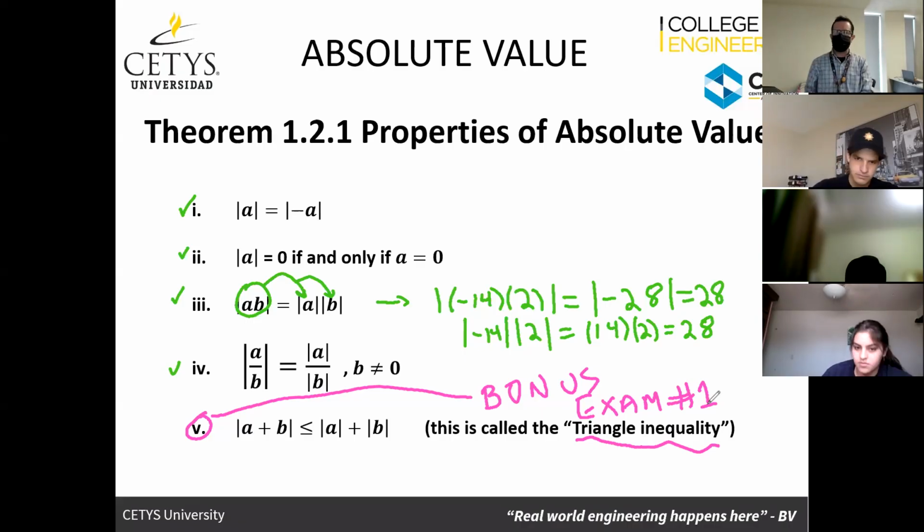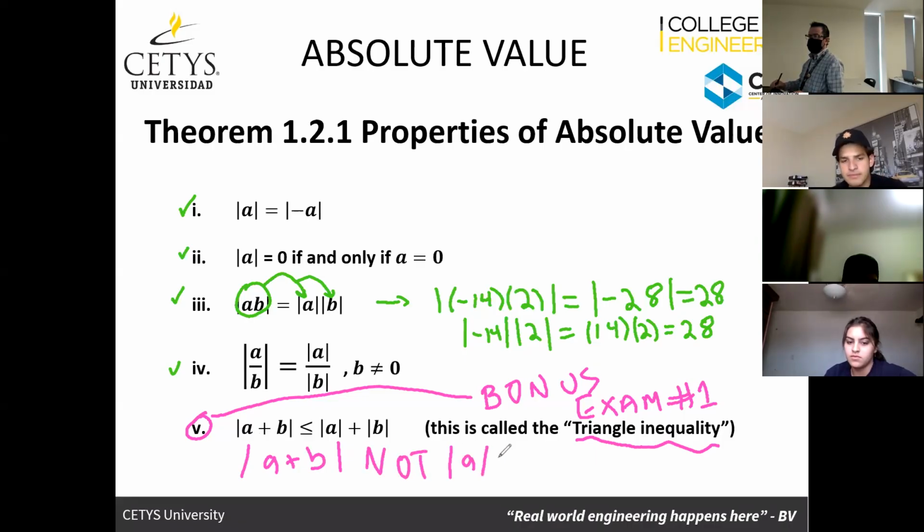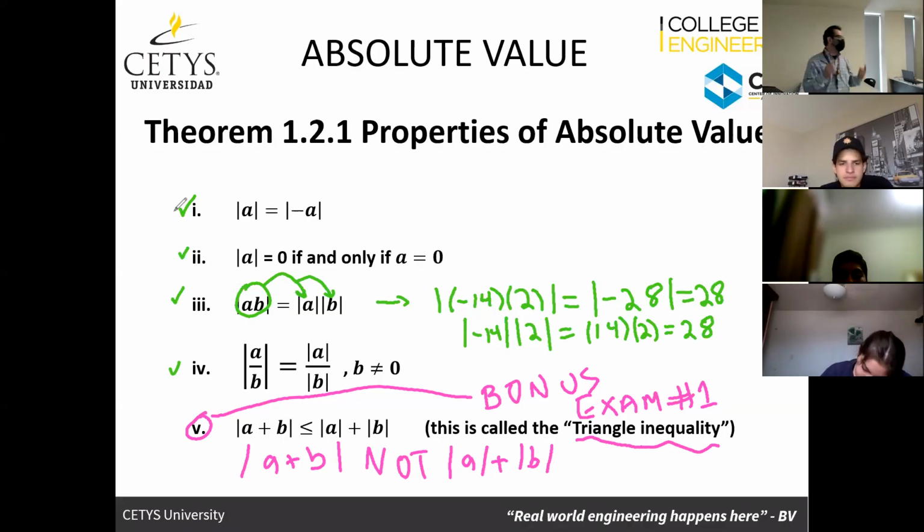So something very important here. The absolute value of A plus B is not equal to the absolute value of A plus the absolute value of B. That is not equal. However, this does apply: the absolute value of A plus B is less than or equal to the sum of the individual absolute values. And that's a property. It's called the triangle inequality.